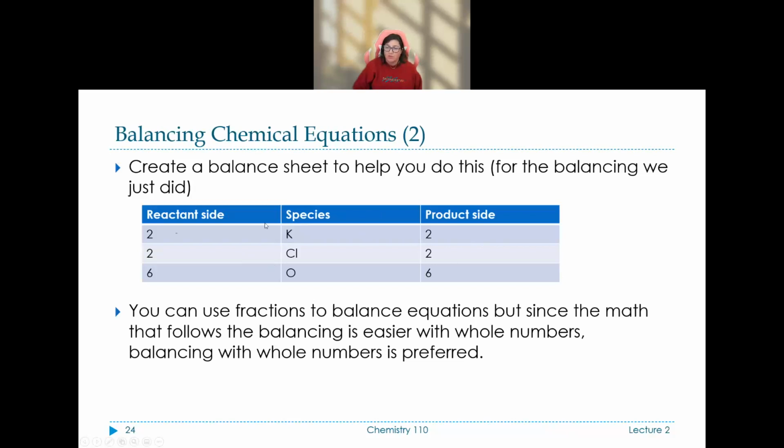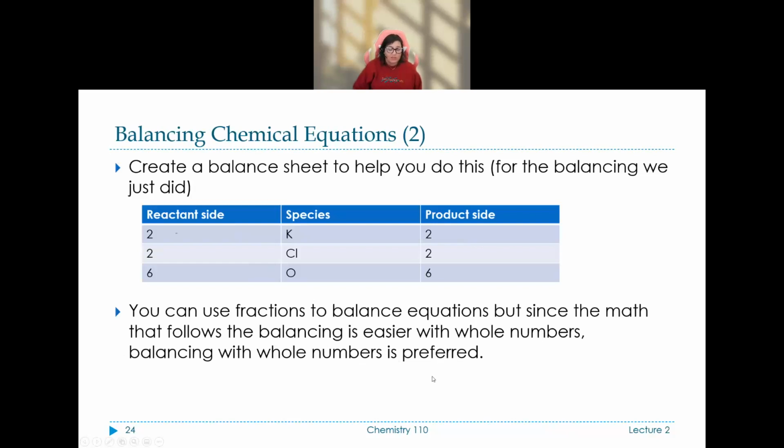On the product side, I have 2. Reactant side for oxygen, I have 6. Product side for oxygen, I have 6. Now you can use fractions to balance equations, but since the math that follows the balancing is easier with whole numbers, balancing with whole numbers is preferred.